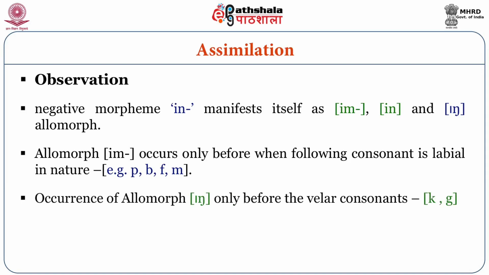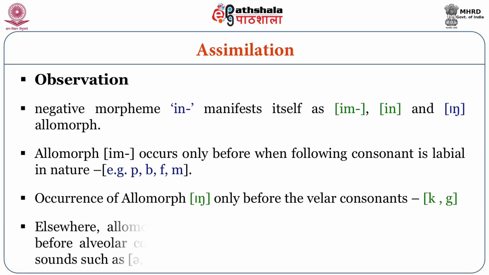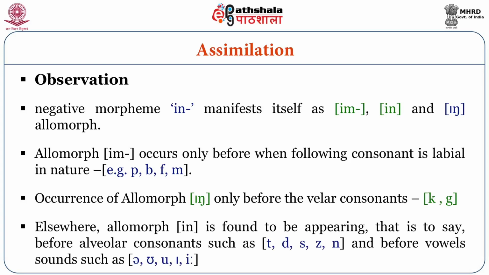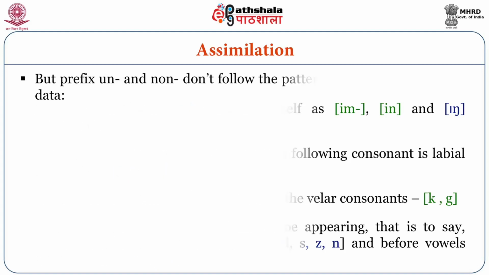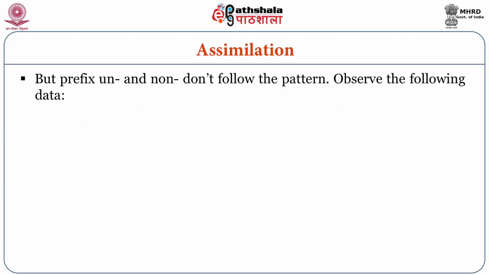The allomorph ing occurs only before the velar consonants like k, g. Elsewhere, the allomorph in is found, that is to say, before alveolar consonants such as t, d, s, z or n, and before vowel sounds such as these on your screen. But the prefixes un and non don't follow the pattern.